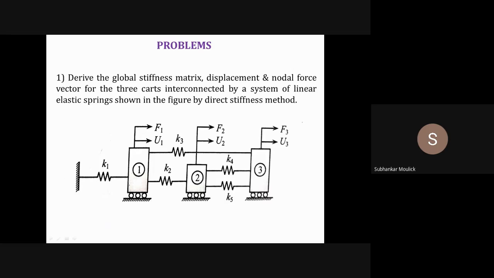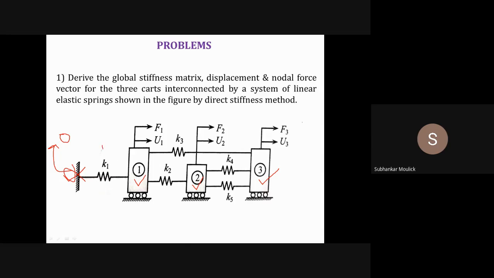Now let us identify how many nodes are present in the problem. I can see this is node number 1, this is node number 2, this is node number 3, and this one is node number 4. But since node number 4 is fixed, the displacement of this node will be 0, so I will not consider it as a node. So I can see that in the entire problem, total 3 nodes are present.